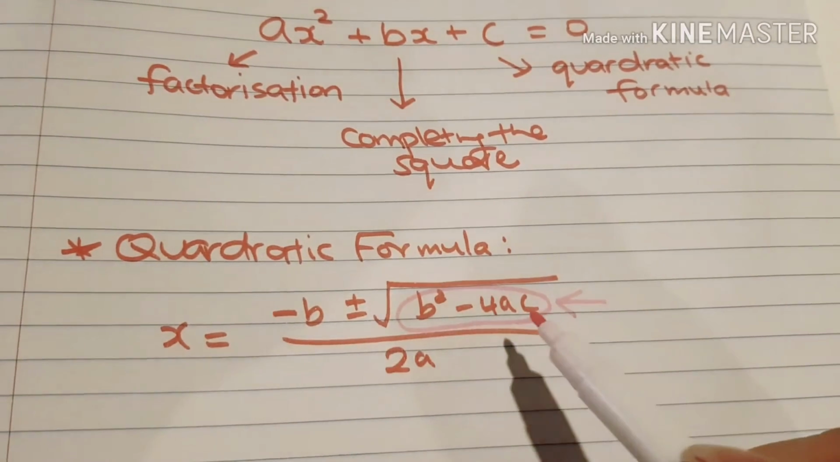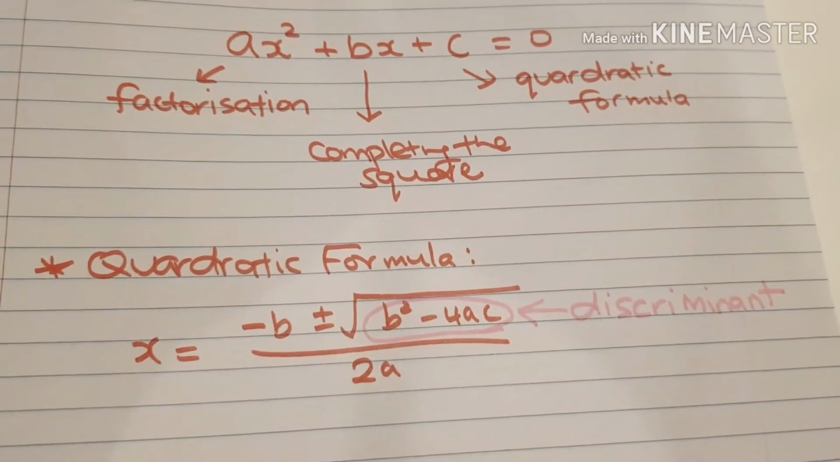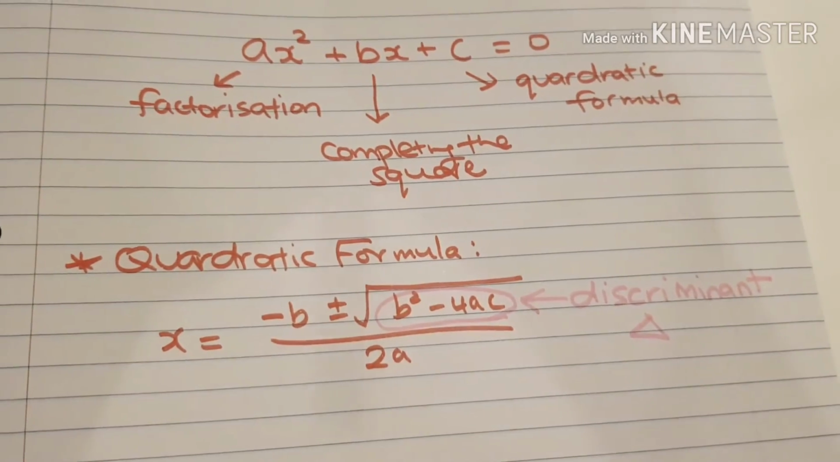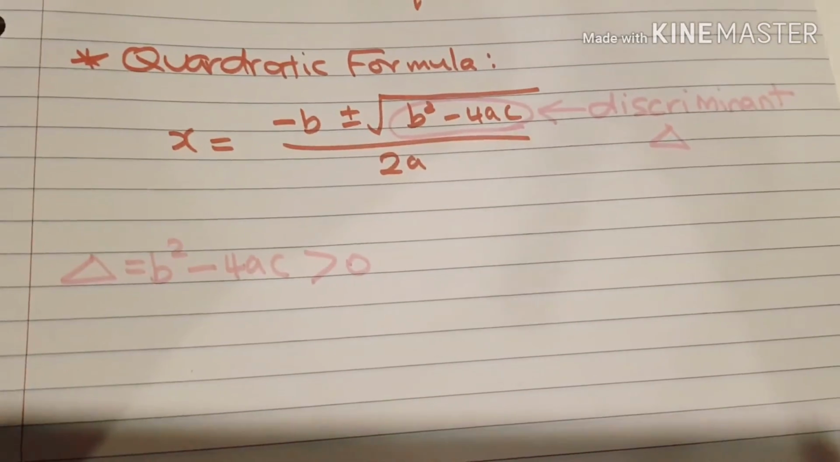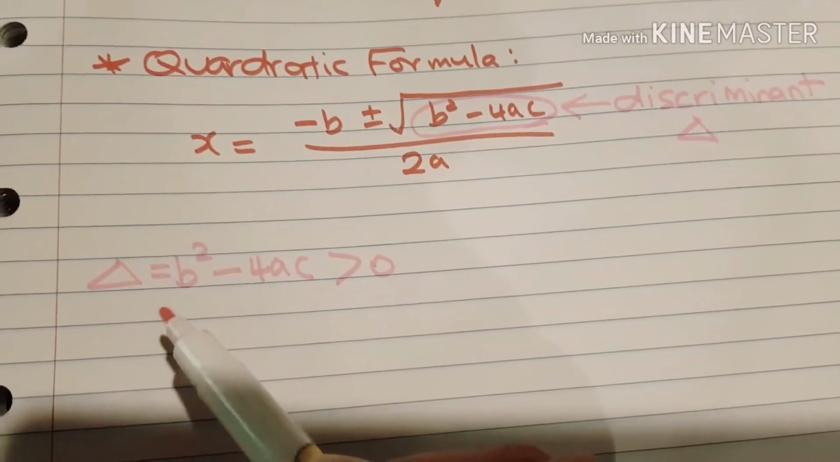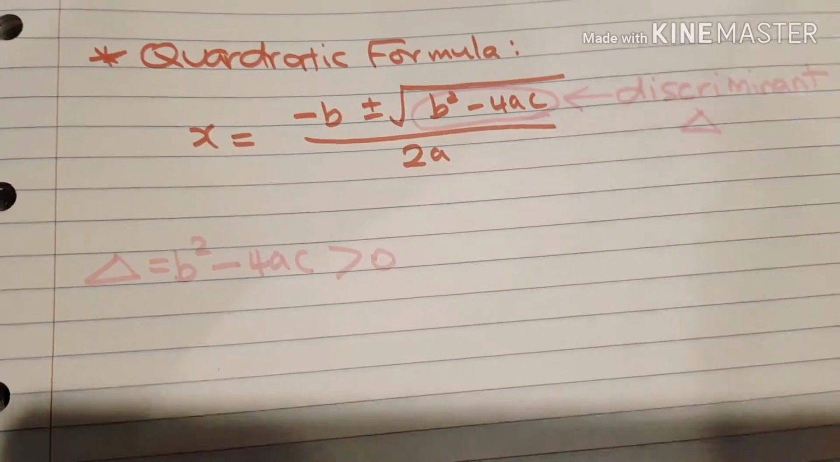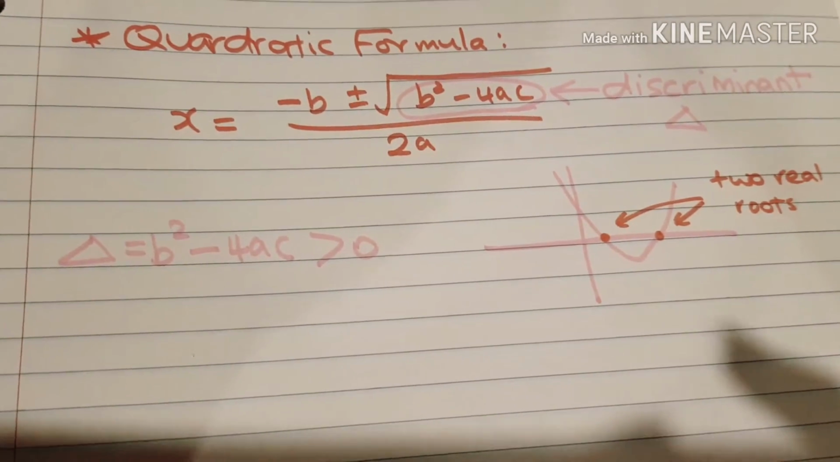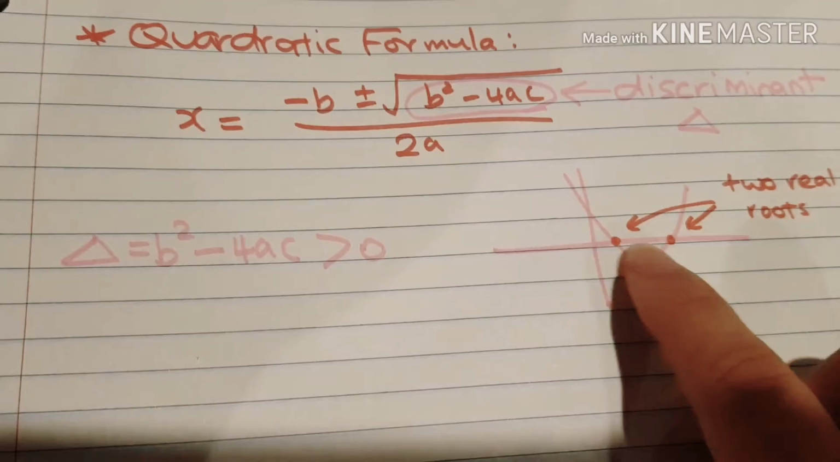What do we call this part? We call it the discriminant, and the symbol was the triangle. So we knew that when the discriminant is greater than 0, a positive value, then there are two real solutions, where we get two real roots.